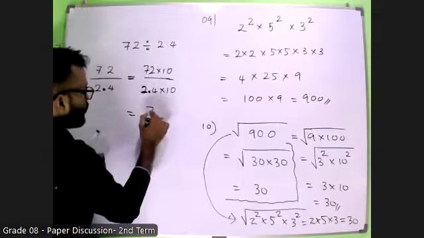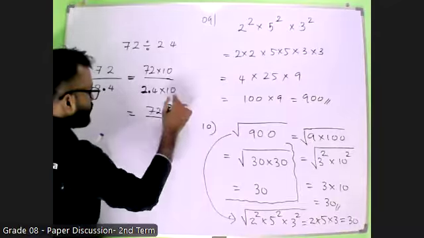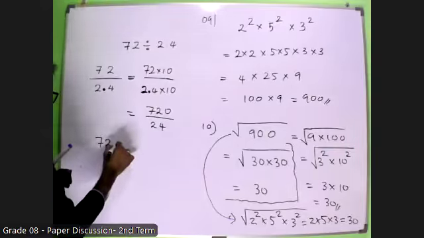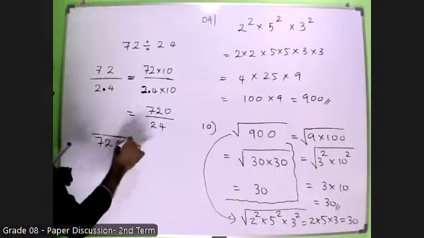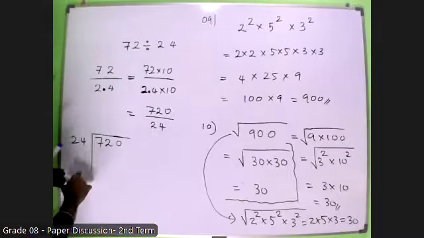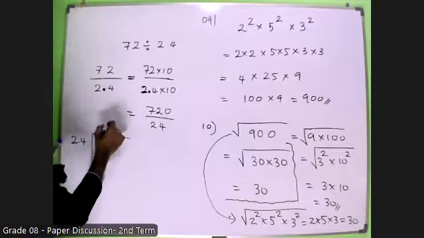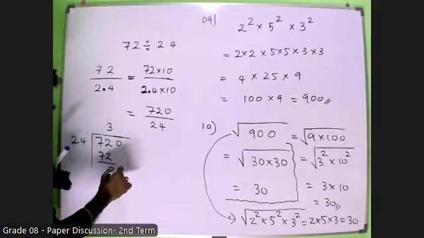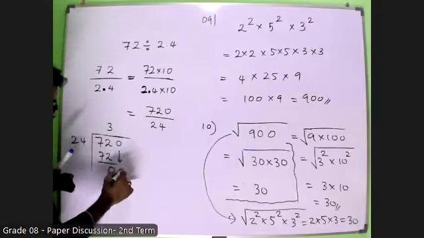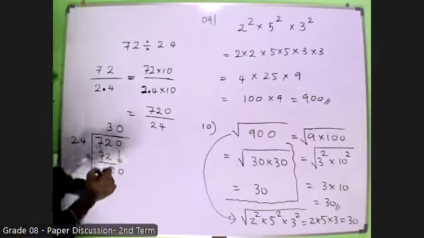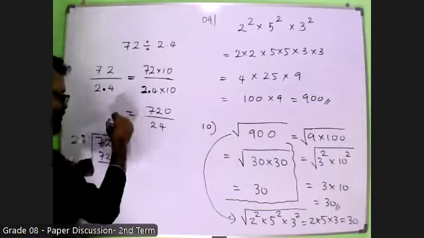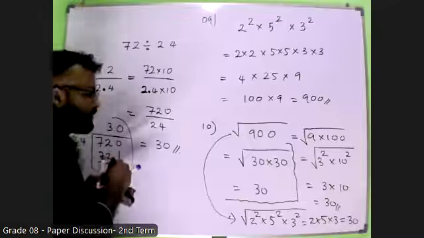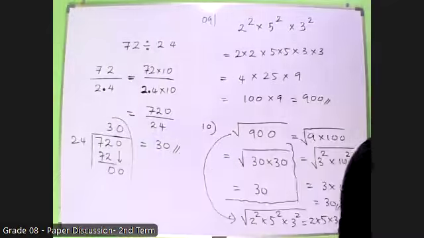In the numerator, you will get 720, and the denominator 24. So you can use long division. 720 divided by 24. 24 times 3 gives you 72. Then 0, and here you have 0, so for 0 there are 24 times 0. So the final answer will be 30. There can be 30 pieces of length 2.4.